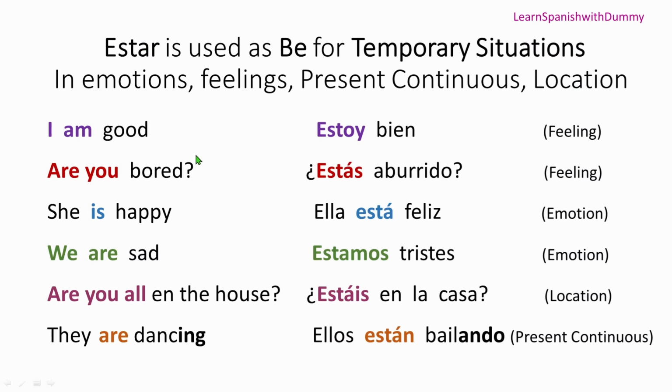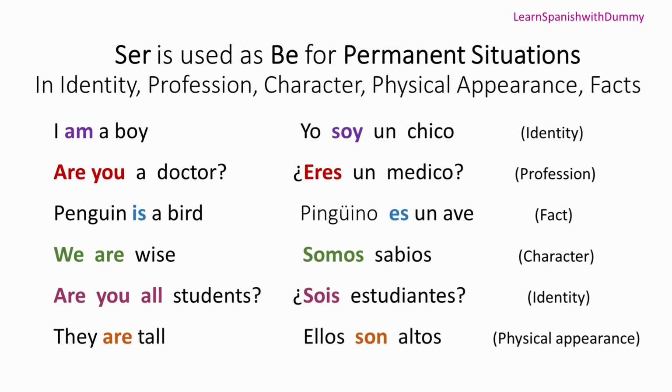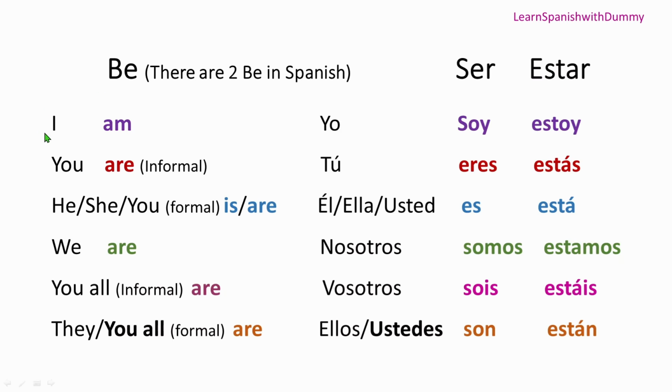So let's use it practically. When I say I'm good, now that's kind of a feeling, right? So I say estoy bien. Estoy bien. Estoy means I am. So where did it come from? Let's go back here. I am means yo estoy, right? Estoy, I am. Because we are using the estar verb, we're going to use estar conjugation here, all of them. Yo estoy means I am.